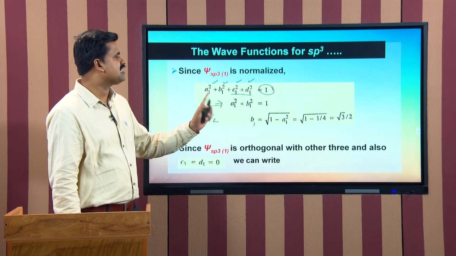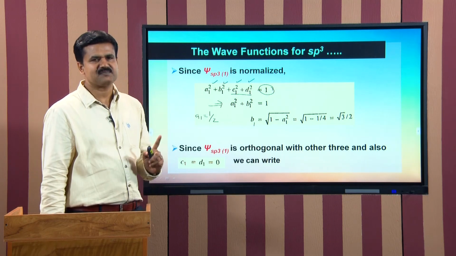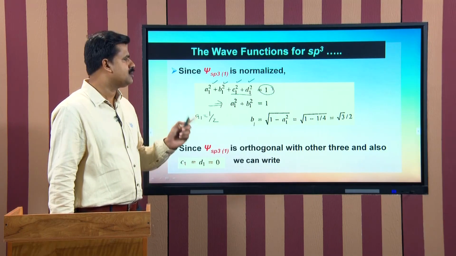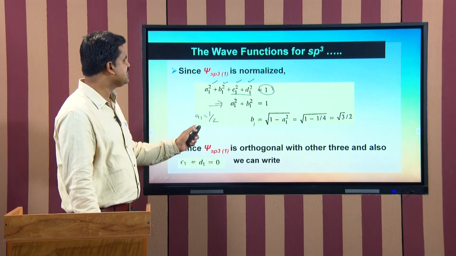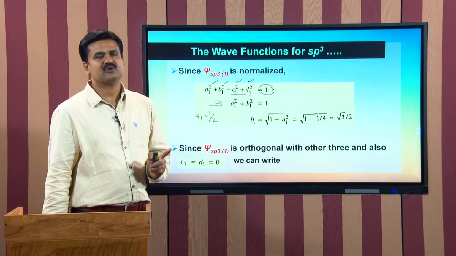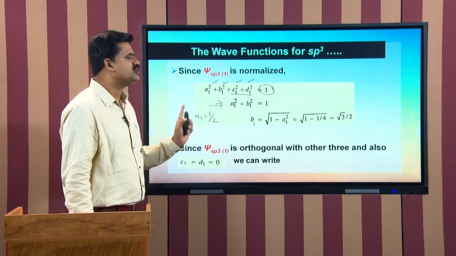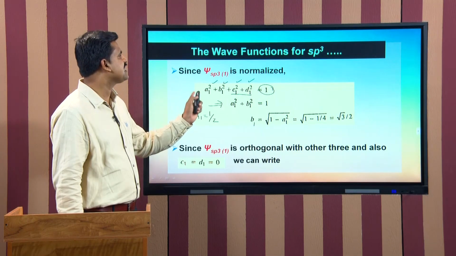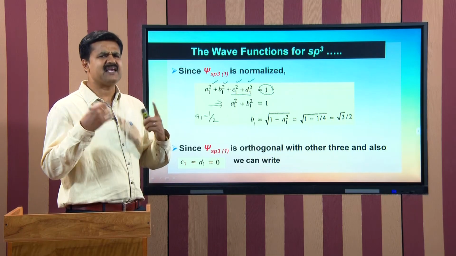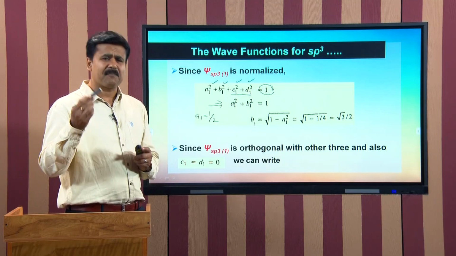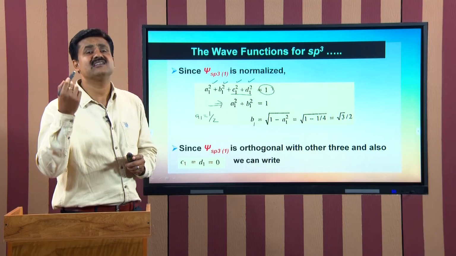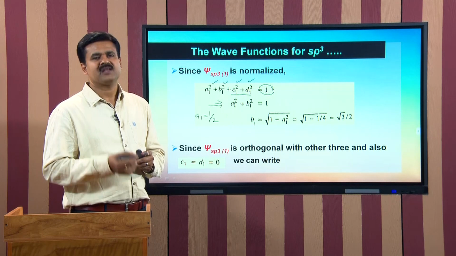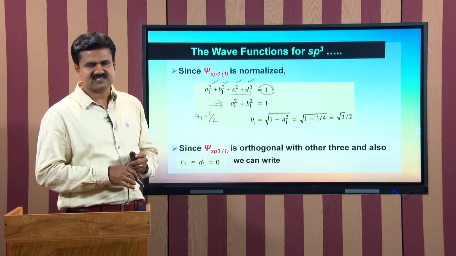With the help of that, we can write the expression for psi sp3 1. Psi sp3 1 is equal to a1 2s plus b1 2px, where a1 is equal to half and b1 is equal to root of 3 by 2. So, half 2s plus root 3 by 2 2px will be psi sp3 1. By applying similar mathematical procedures and the conditions of orthogonality, we can also find the coefficients for the other hybrid orbital wave functions.